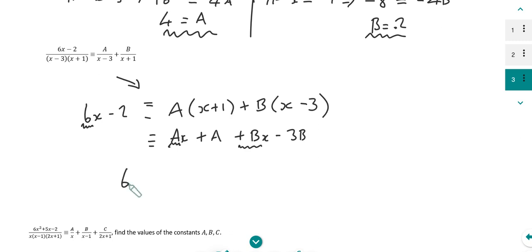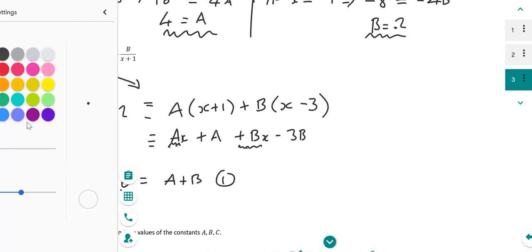I can say that 6, this is comparing coefficients, 6 is the number of x's on the left, and the number of x's on the left must be equal to the number of x's on the right. So how many are there on the right? Well, there's A lots, and then there's B more. And this is the first simultaneous equation. And then I can do the same for the number part as well.